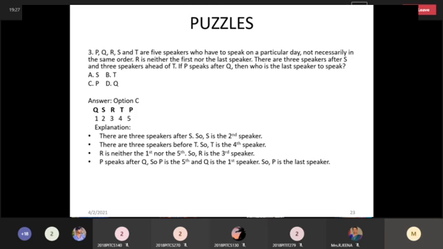So S will be the second speaker. There are three speakers before T. So R is one, T is the fourth speaker. R is neither first nor fifth. That means R is the third speaker. P speaks after Q. That means P is fifth and Q is first. So the last speaker, option C, P is the last speaker. Students, this is the correct answer. Next question.